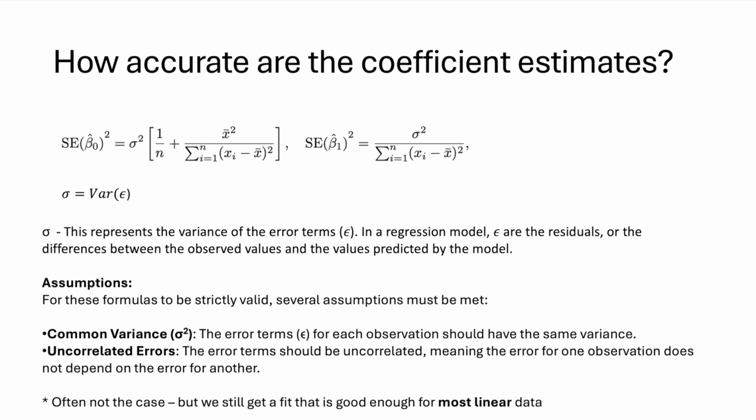And when we are dealing with linear regression, we need to talk about assumptions. We have a lot of assumptions when dealing with linear regression. One of them is common variance. For the standard error formulas to be valid, the error term for each observation should have the same variance. This is known in statistical terms as homoscedasticity. It's really difficult for me to pronounce.